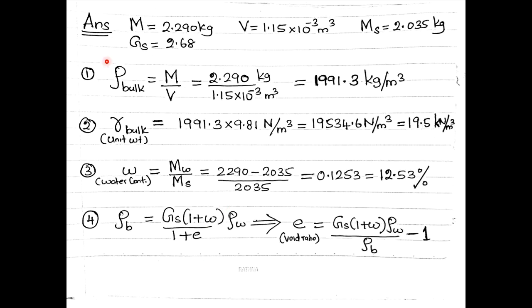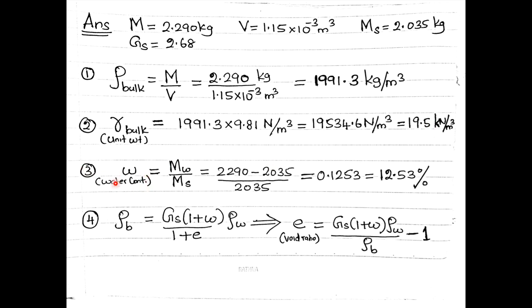Answer: bulk density is equal to total mass over total volume. Total mass 2.290 kilogram, volume is this one. The answer is 1991.3 kilogram per meter cube. Okay, bulk unit weight: gamma is equal to rho g. This is rho, this is g, Newton per meter cube. That is 19.5 kilonewton per meter cube.